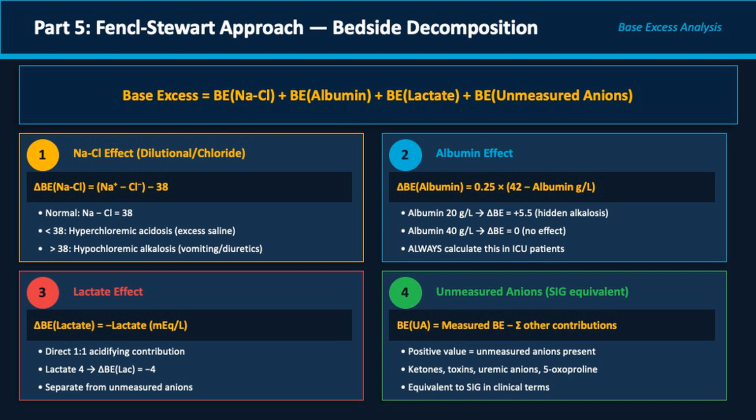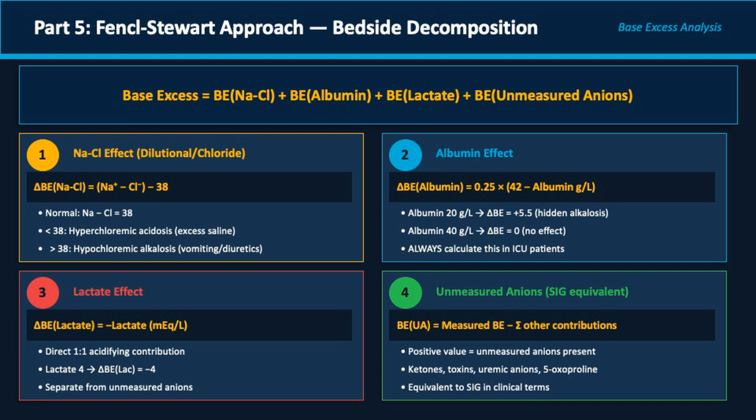And component 2 is albumin effect. So the delta base excess albumin is given by the formula 0.25 into 42 minus albumin in gram per liter. So from the above formula, we know that if the albumin is low, the result will be positive, which means hidden alkalosis. Component 3 is lactate. So delta base excess lactate is equal to negative of lactate value. So lactate of 4 contributes -4 to base excess.